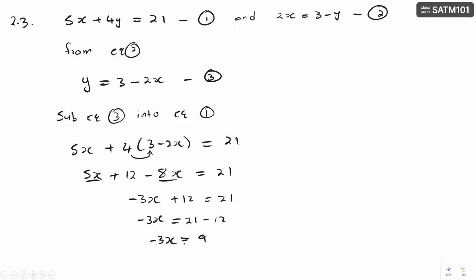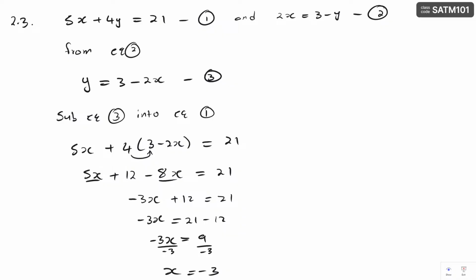So we need to do what here? We need to divide by negative 3 in order to get our x value. So here we're going to say divide by negative 3, divide by negative 3. So our x value is going to be negative 3.